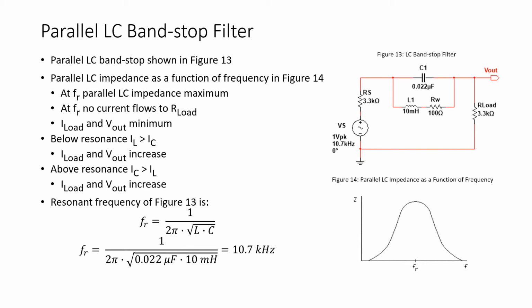Now at frequencies below resonance, IL is now greater than IC, and we have more current flowing through the load resistor. Therefore, the output voltage will increase. And above resonance, the capacitive current is greater than the inductive current. Therefore, the load current increases, and subsequently the output voltage will increase. The resonant frequency of the circuit of figure 13 is 10.7 kilohertz.